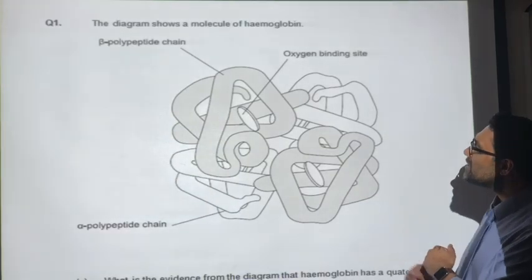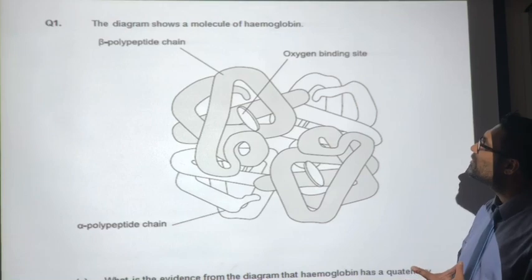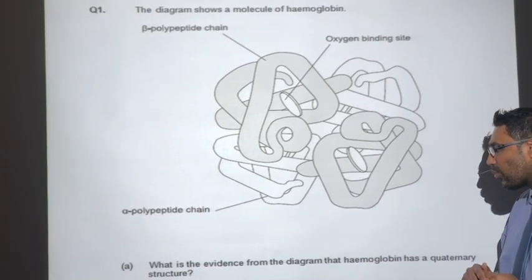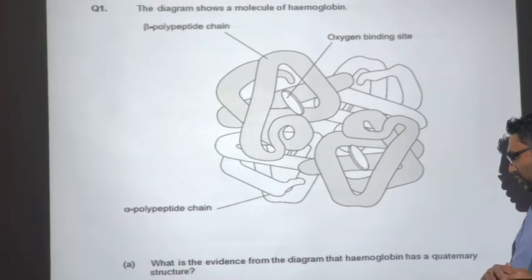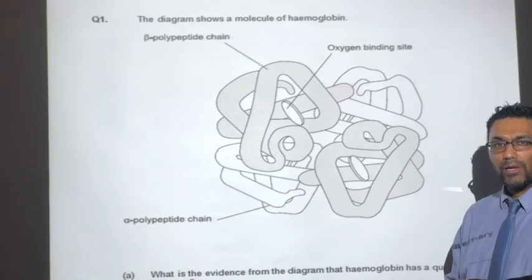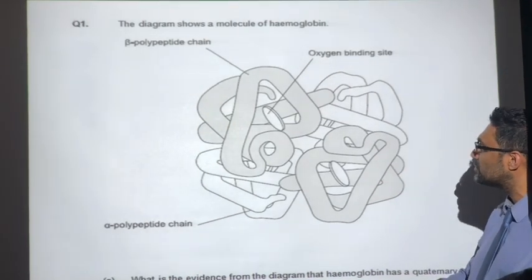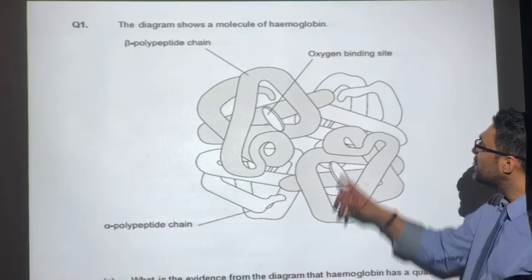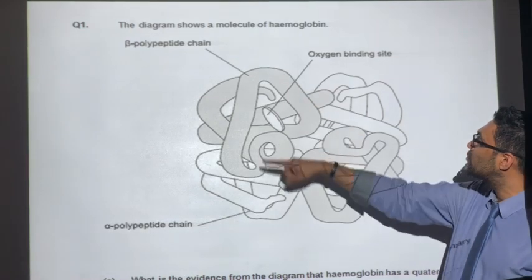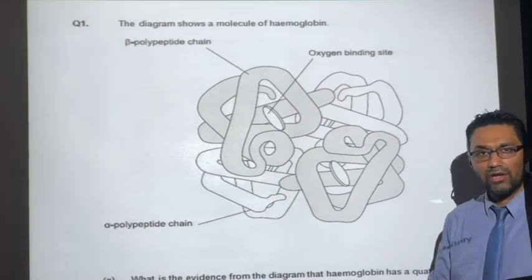So here's a particular exam question. The diagram shows a molecule of hemoglobin. Here's the diagram. The question says, what is the evidence from the diagram that hemoglobin has a quaternary structure? By looking at this diagram, you need to describe what you can see to answer this question. What you can see is that you've got multiple structures that are connected together, and each of these structures is a polypeptide chain. So that will be the answer to that question.